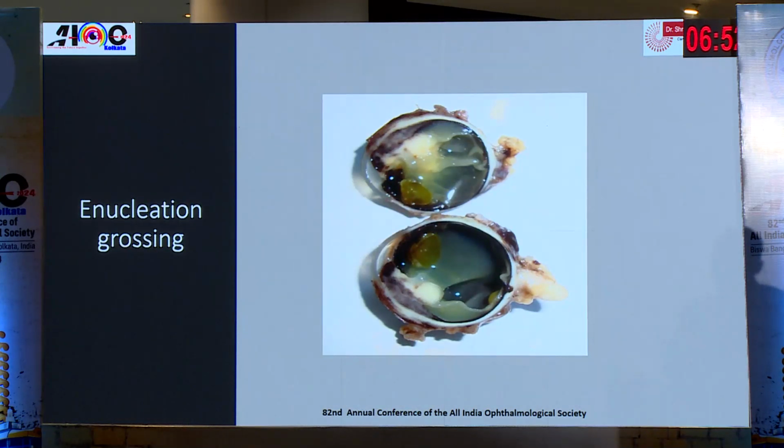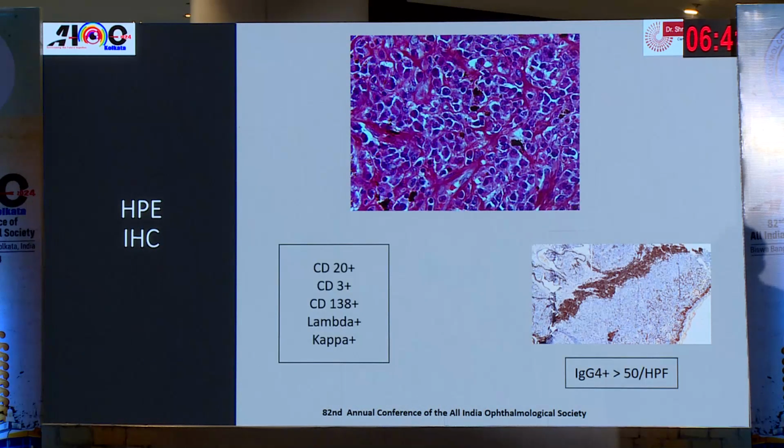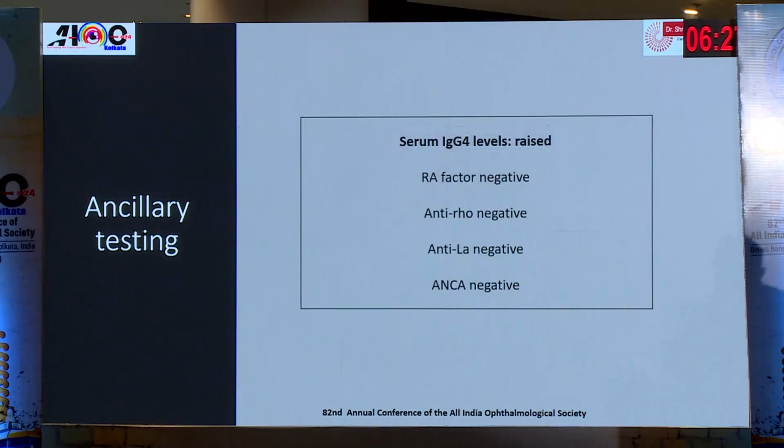Okay, there is no pointer, but in the ciliary body region there is a whitish grayish mass, and just behind that is a retinal detachment. So on histopathology, again a very rich lymphoplasmacytic infiltrate was noted in this patient, and the immunohistochemistry was similar to the first patient, and IgG4 positive cells were again exceeding more than 50 per high power field.